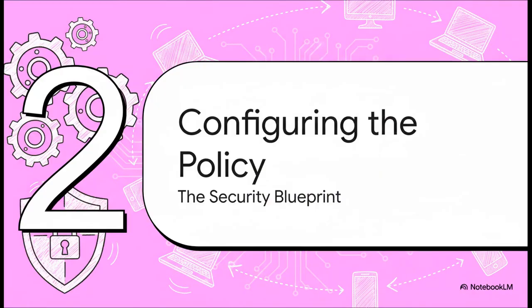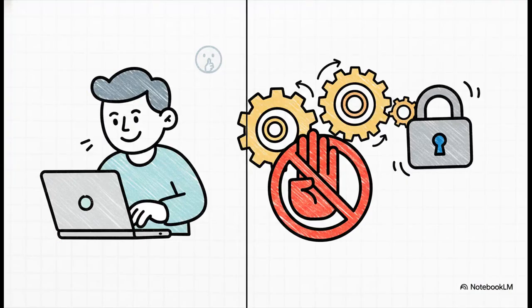All right, with our environment prepped and ready, now we get to the main event, creating our security blueprint inside of Intune. This policy is what's going to tell BitLocker exactly how to behave on every single one of our devices.